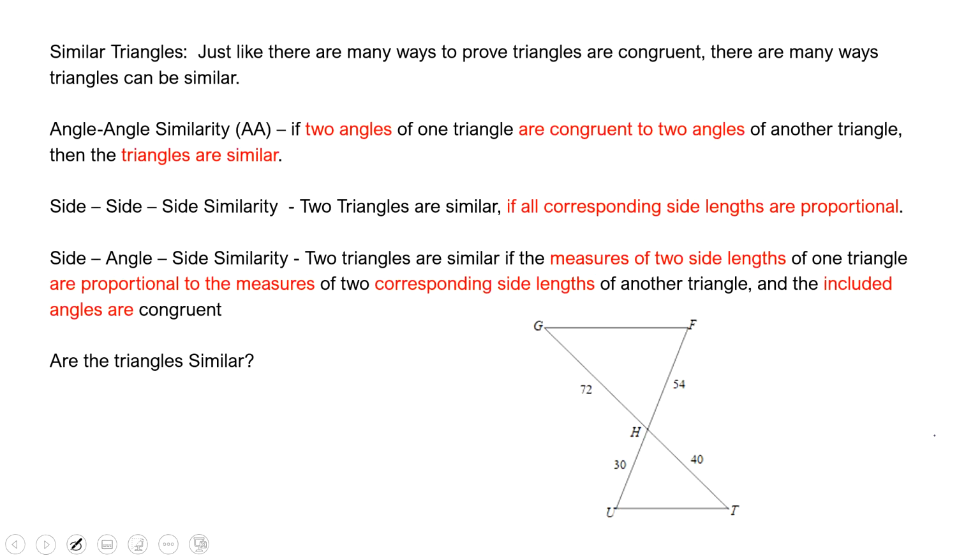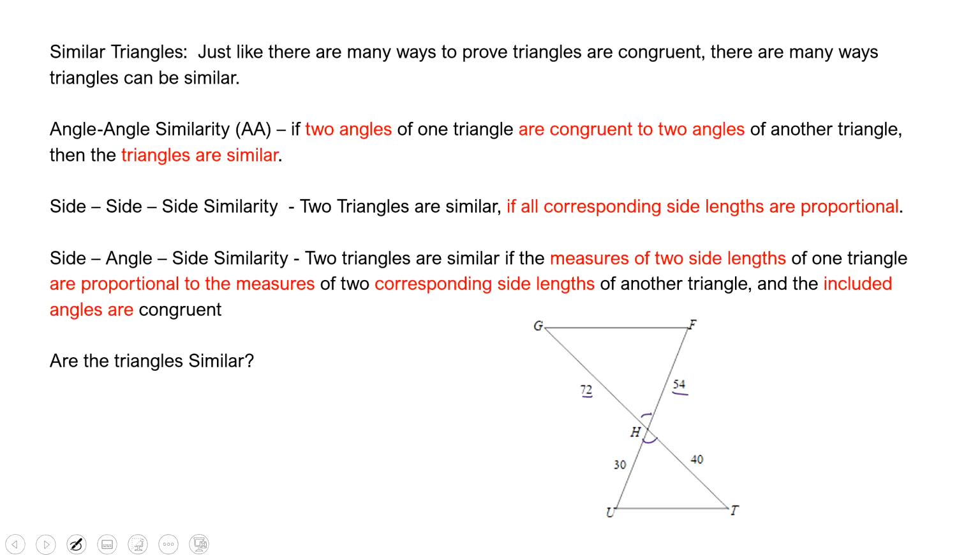So we have our example here. We're trying to figure out, are these triangles similar? They've given me the measurements of two sides. I'm actually going to be able to use the side angle side similarity here because I have two sides with my included angles, which I look and see are vertical angles. So I know right away that those vertical angles are congruent. So now I just need to check the proportionality.